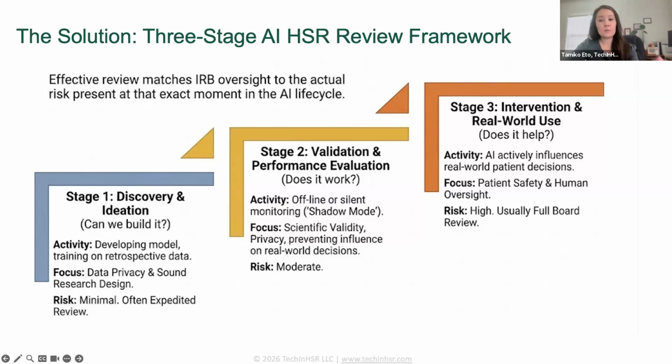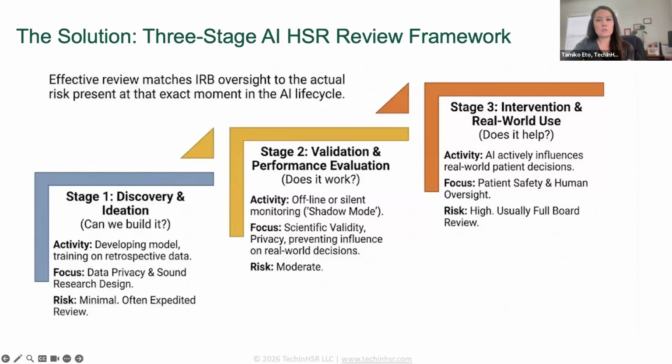Stage three, we take everything that we did from stage one, stage two, all of that data that supports us, moving into the final stage, stage three, real world intervention. So the AI is now influencing actual patient care decisions. And this is where the risk is highest. Full board review is typically required. And the critical prerequisite is, right, that stage two was completed and the results support proceeding forward.